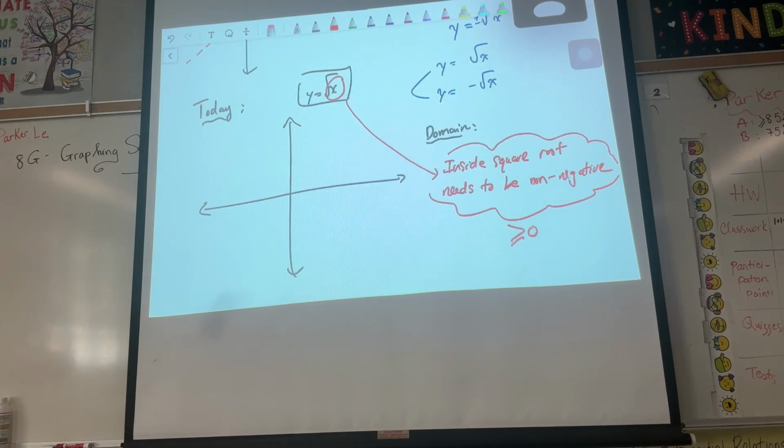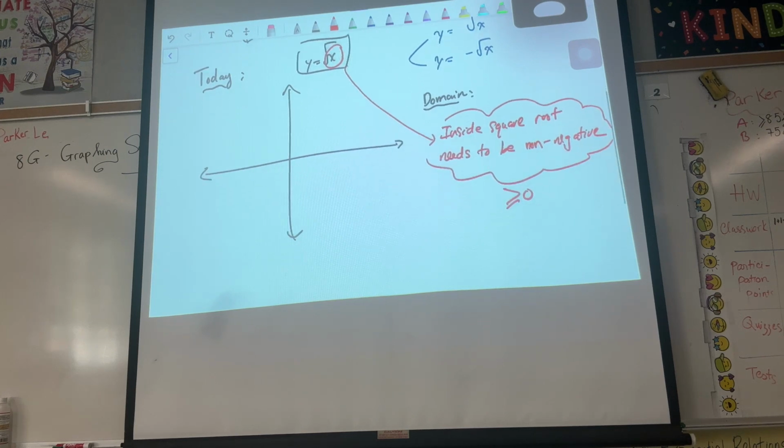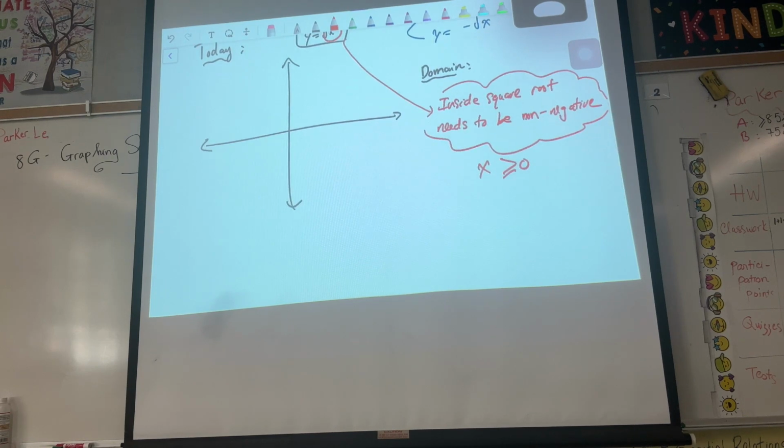Divided by a negative number? That's what you mean? Yeah, flip the sign. No, you still have an equal. When you flip it, you still have an equal. Okay? So I need the inside of the square root to be non-negative. That means I need x to be larger than or equal to 0. Right? How do you write it in interval notation?